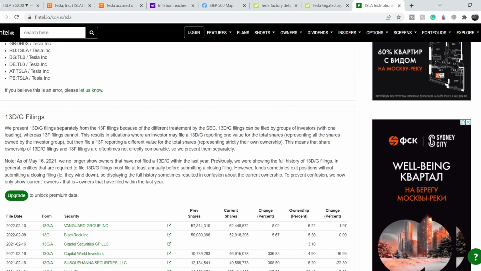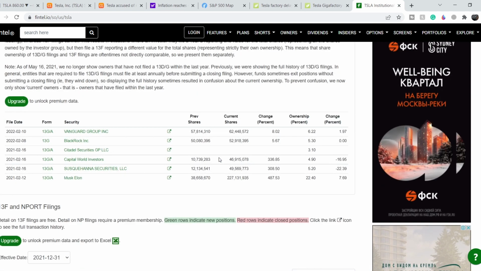Right here on the institutional investors list, we have these latest filings, and it was made on 13G/A section, and we have the 2 biggest institutional investors right after Elon Musk, and it is Vanguard Group and BlackRock. Let me show you that Vanguard added about 8% to its position on February the 10th, and it was the file date, not the date of execution of this trade. And BlackRock added about 5.67% on February the 8th.